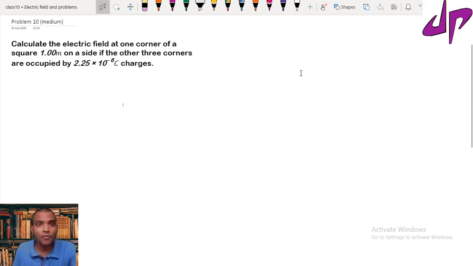Calculate the electric field at one corner of a square 1 meter on a side if the other three corners are occupied by 2.25 times 10 power minus 6 coulomb charges. So our task is to calculate the electric field at one corner.